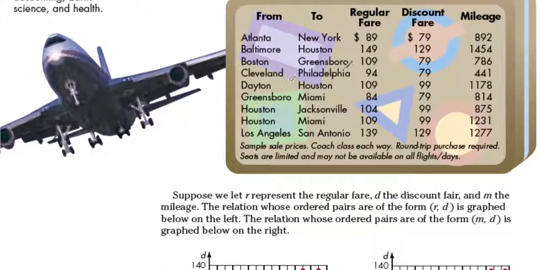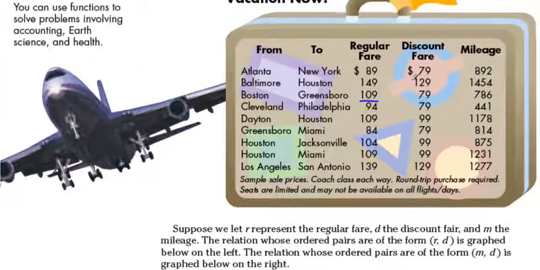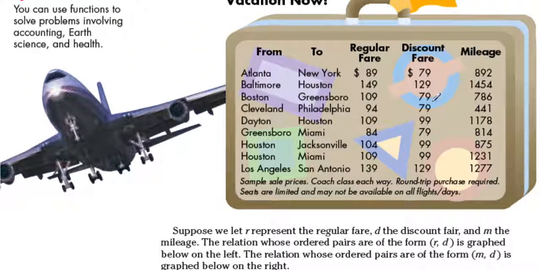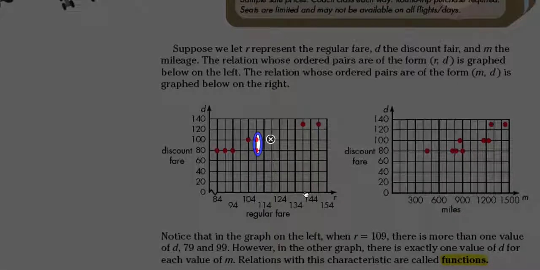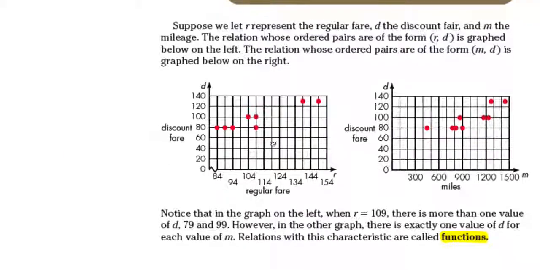So when R equals 109 right here, your discount fare is 79 and 99. So you have your 79, and you also have 99 right there. So 109 and 99, 109 and 79, these two. It also shows in this graph, around these two right there. All right, now we found it.